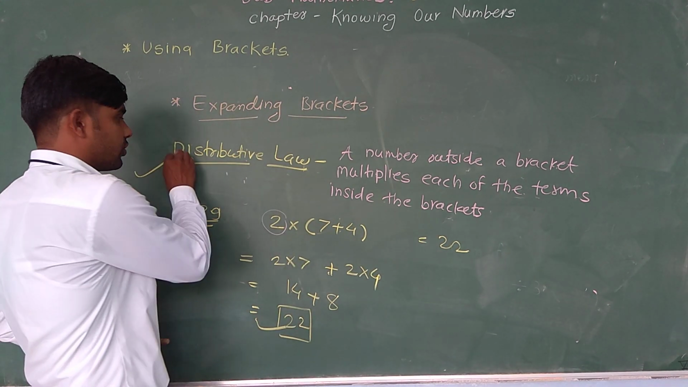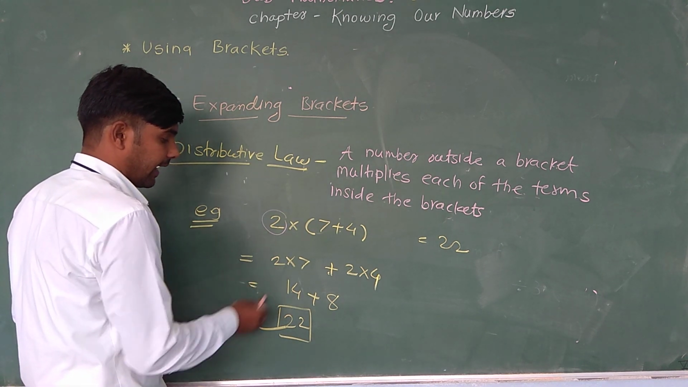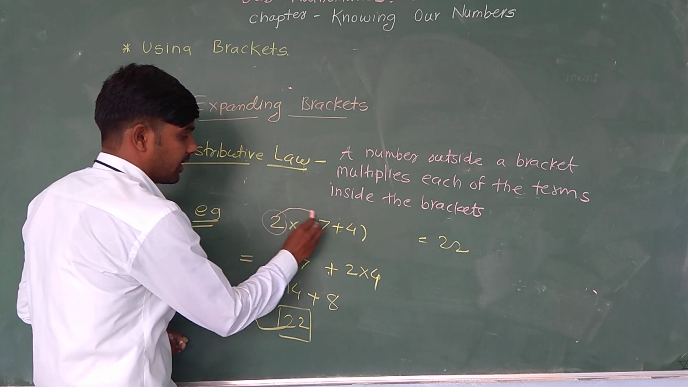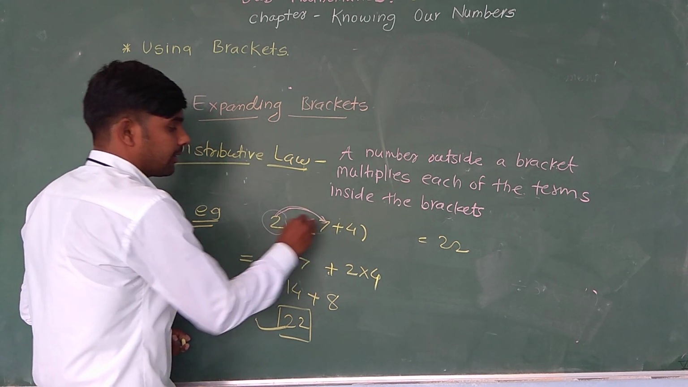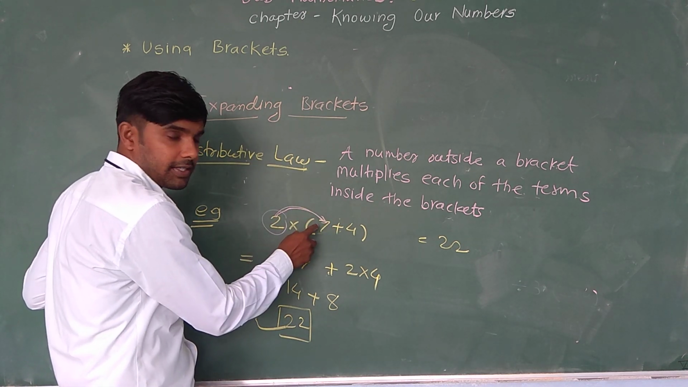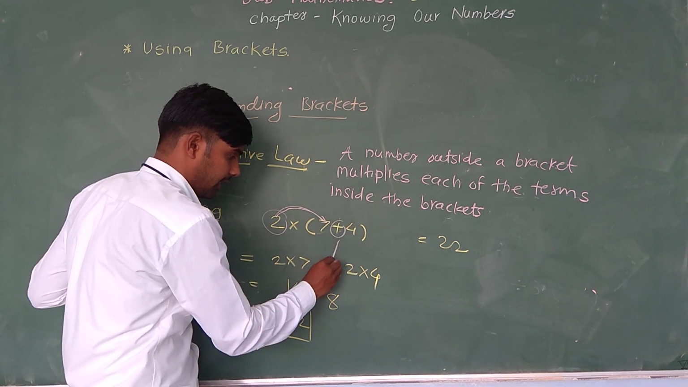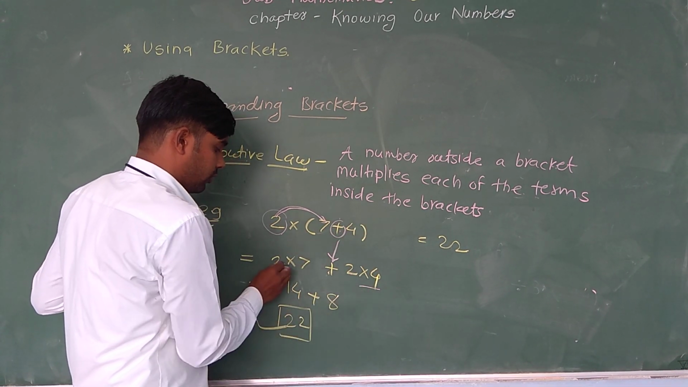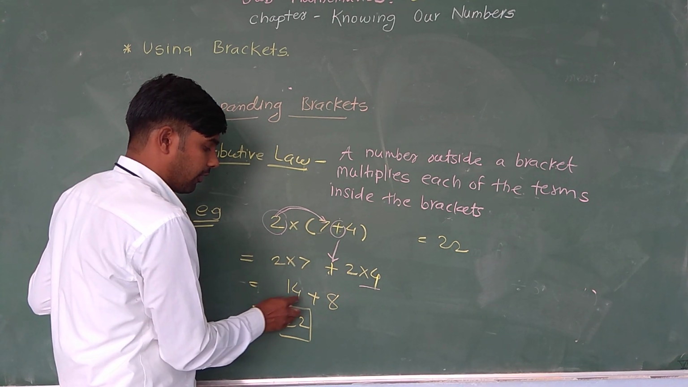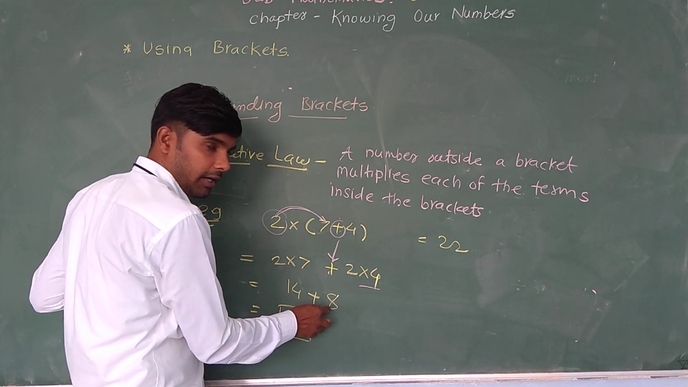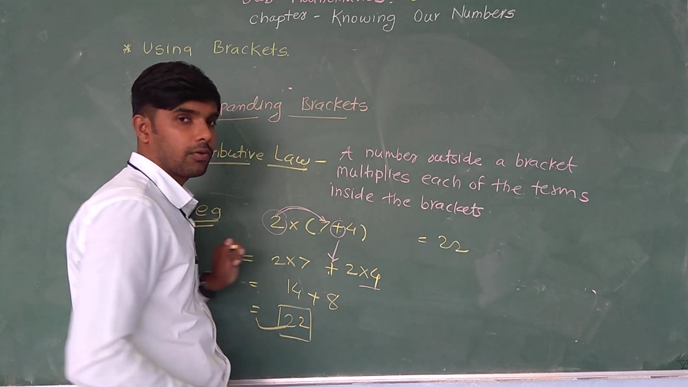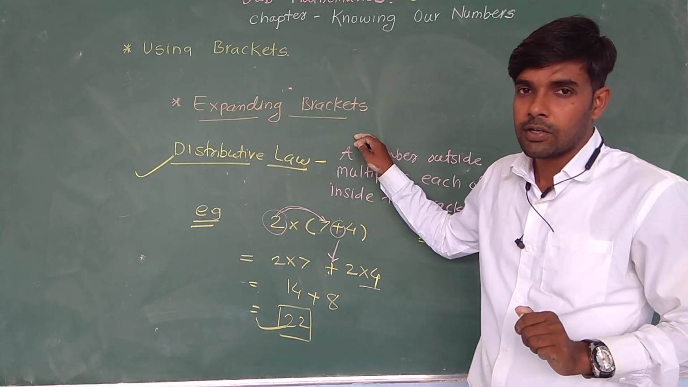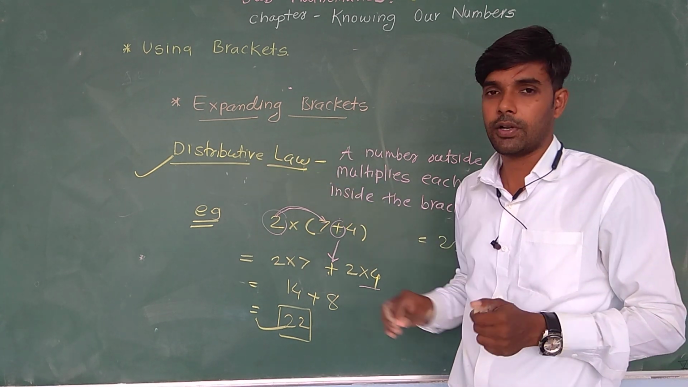And by using the distributive law, we solve this example. 2 multiplied by 7 plus 4 means we have to multiply by each number. So 2 multiplied by the first number, plus as it is, again 2 multiplied by the second number. So 2 into 7, 14, plus 2 into 4, 8. So 14 plus 8 is equal to 22. This is expanding the bracket, and for that we use this distributive law.